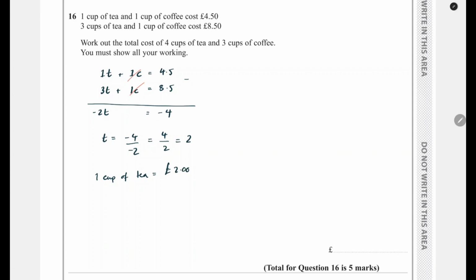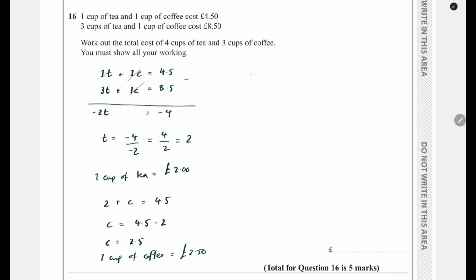Now that we've worked out how much 1 cup of tea is, we can work out how much 1 cup of coffee is. So let's plug in this 2 into the first equation. So 1 tea, which we know is £2, plus 1 cup of coffee is equal to £4.50. So 1 cup of coffee is £4.50 minus the £2. So 1 cup of coffee is £2.50.